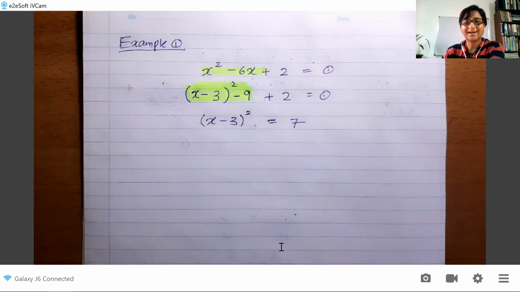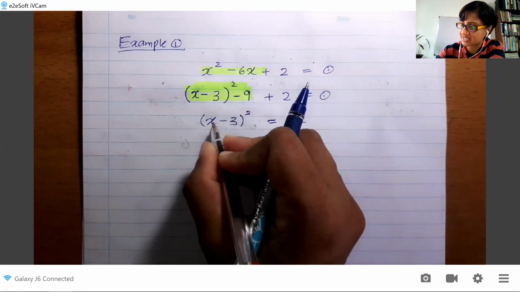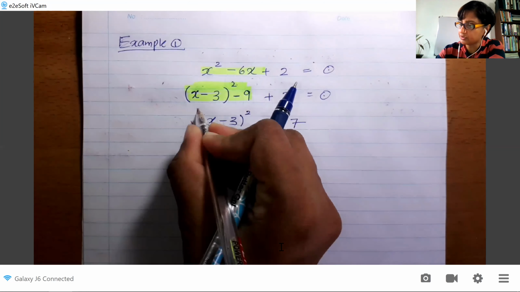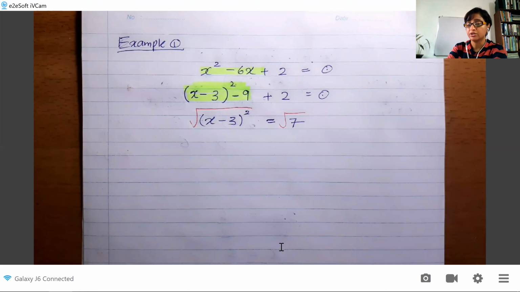Now I can square root both sides. Square root both sides to get rid of that square. I'm trying to get to my x here. x is inside the square. So if I square root both sides, remember in an equation you can do anything as long as you do it to both sides.